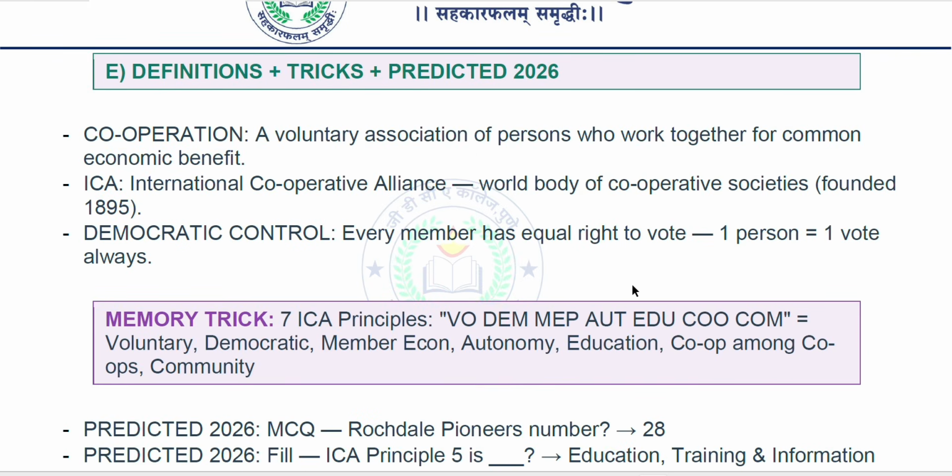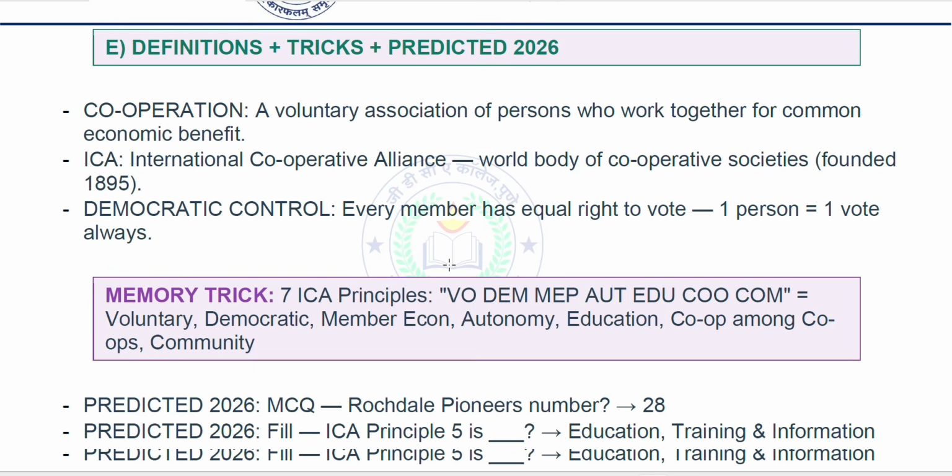Definition, tricks and predicted 2026. Cooperation: a voluntary association of persons who work together for a common economic benefit. ICA, International Cooperative Alliance: world body of cooperative societies, founded 1895. Democratic control: every member has equal right to vote. One person or one member equals one vote always.